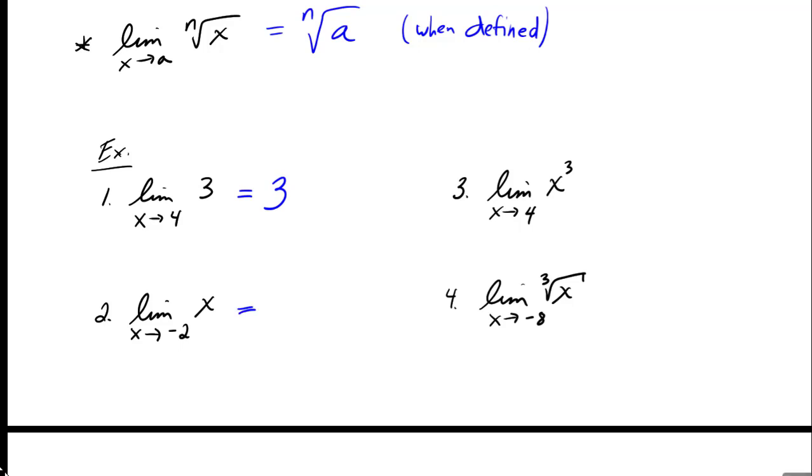Limit as x approaches negative 2 of x. Well, that's just the function x. So as x approaches negative 2, we get negative 2. Limit as x approaches 4 of x to the third. That would be 4 to the third, or 64. The limit as x approaches negative 8 of the cube root of x would be the cube root of negative 8, or negative 2. And there we go.